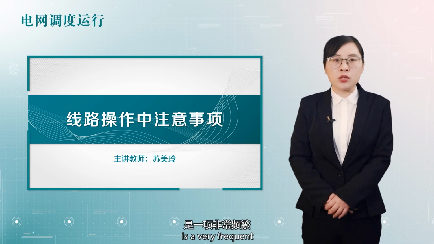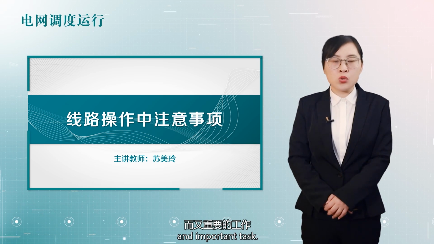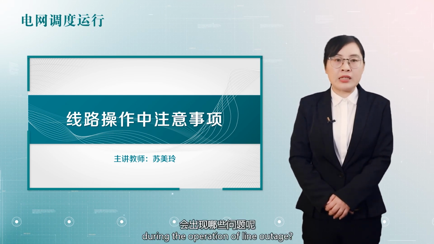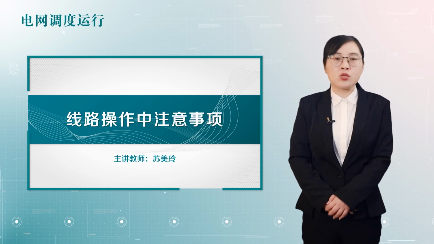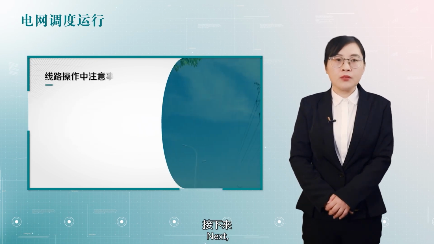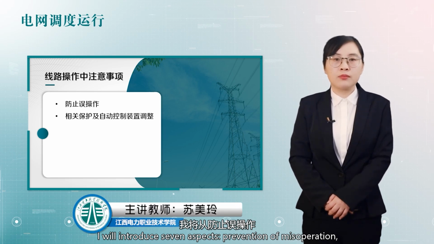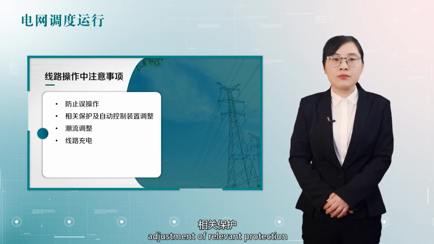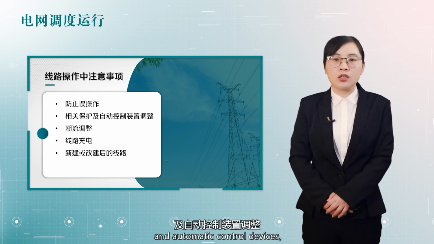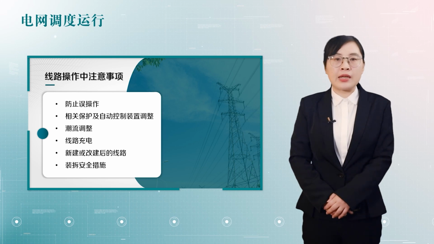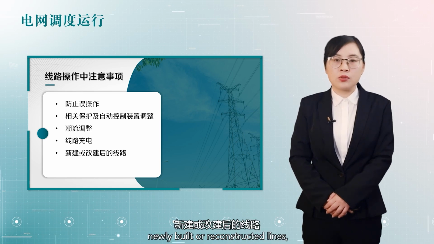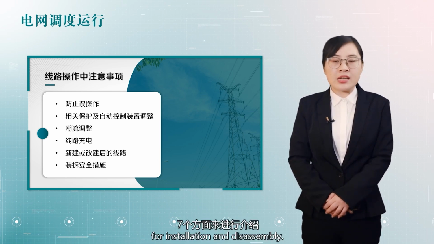Line operation is a very frequent and important task. When problems occur during the operation of line outage, what do we need to pay attention to? Next, let's learn together. I will introduce 7 aspects: prevention of misoperation, adjustment of relevant protection and automatic control devices, power flow adjustment, line charging, newly built or reconstructed lines, and safety measures for installation and disassembling.